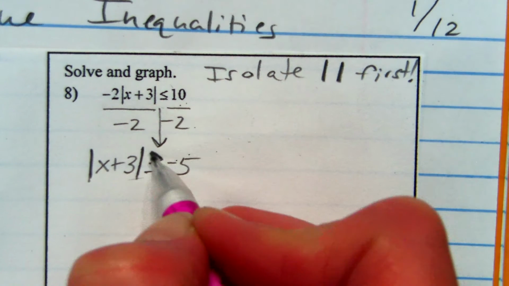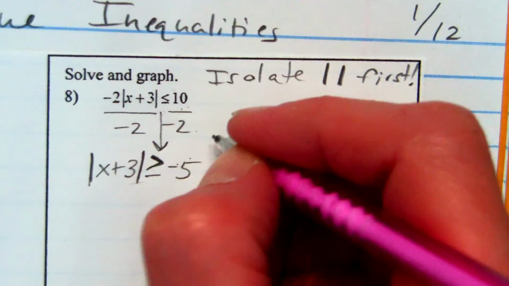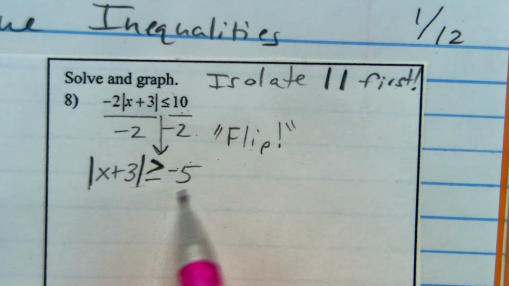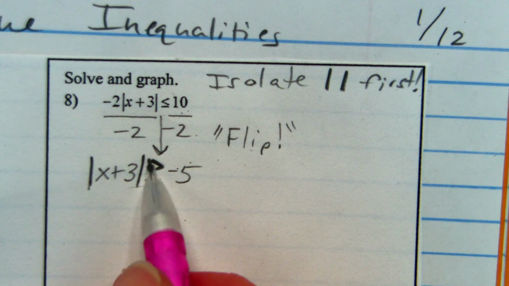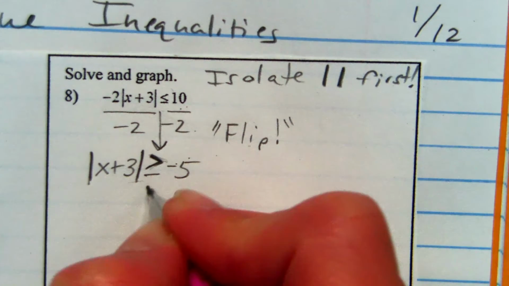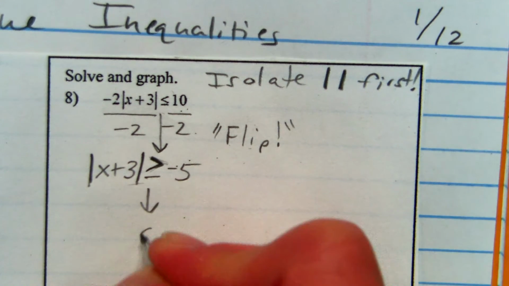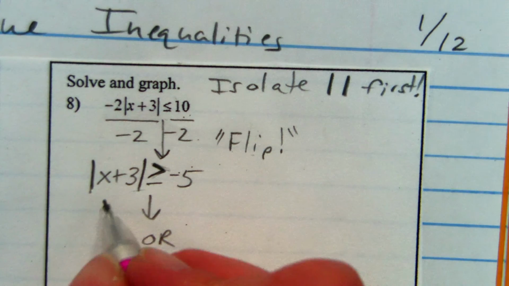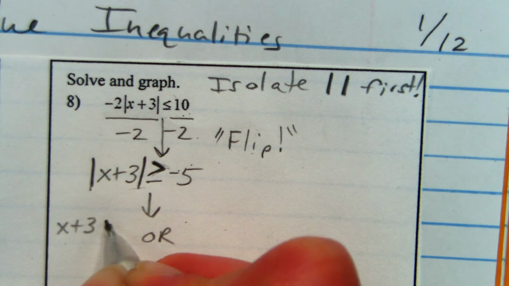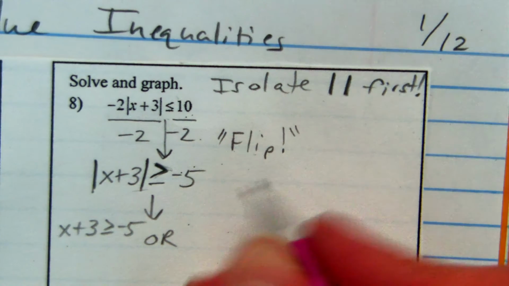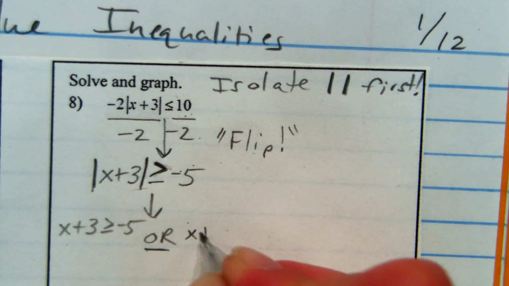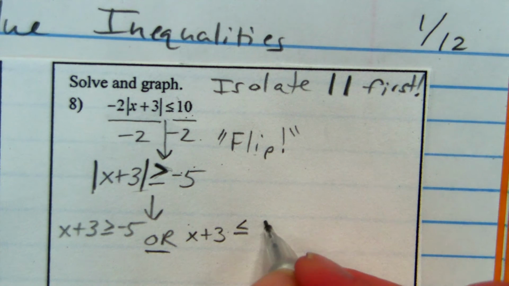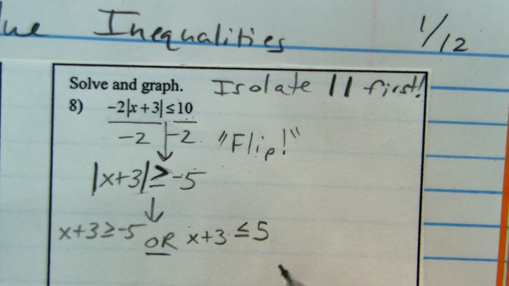Because now this is flipped around. When you divide by a negative, everything is going to flip. And so now it's greater than, and so that's going to be an or. Does that make sense? Okay. So now we have x plus 3 is greater than or equal to -5, or x plus 3, and this is where we flip it back, less than or equal to, and then we change it to +5.